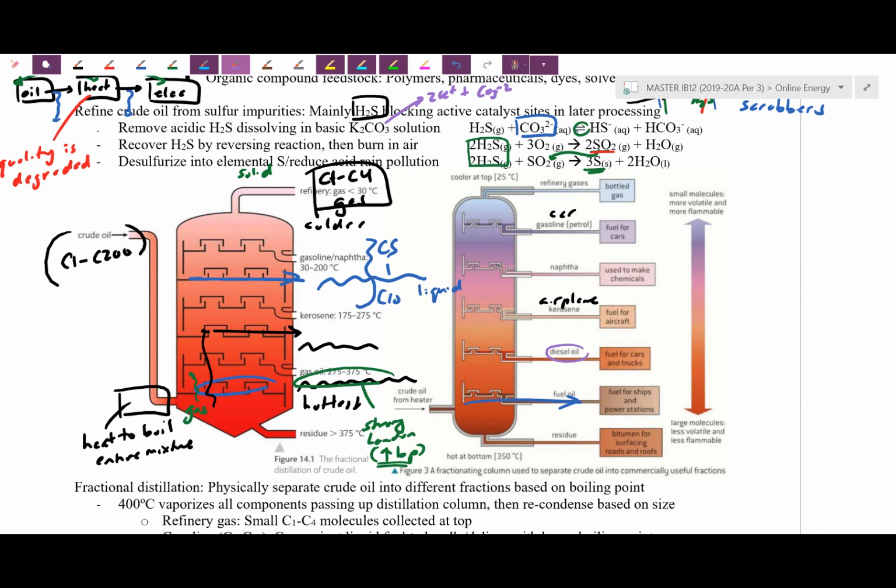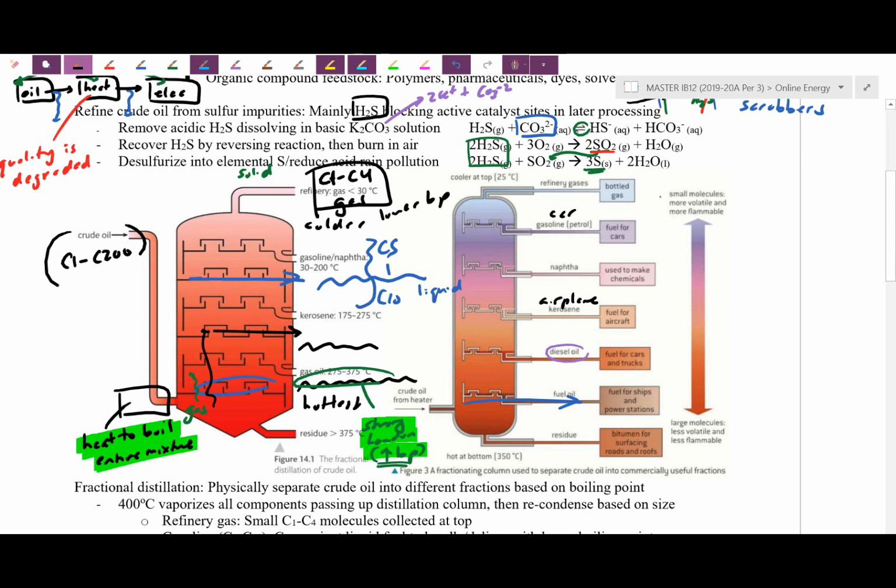So that's the fractionating column. Some key points, like I said: make sure you tell me that everything is heated, everything is vaporized. Make sure you tell me that they separate because of different sizes, and the reason they can separate is that larger molecules have a higher boiling point and smaller ones have a lower boiling point, and I basically condense at many different layers based on whatever use I want.